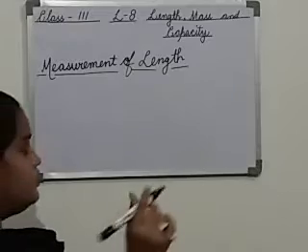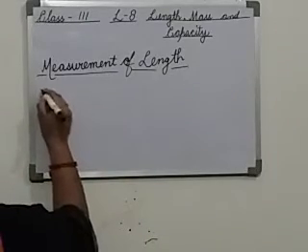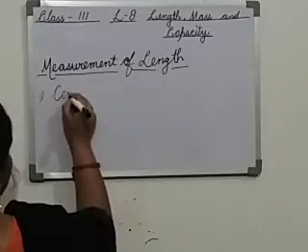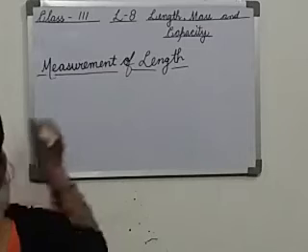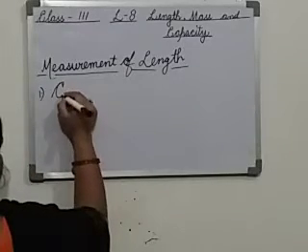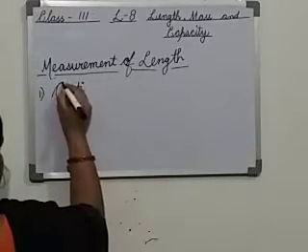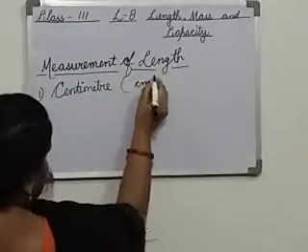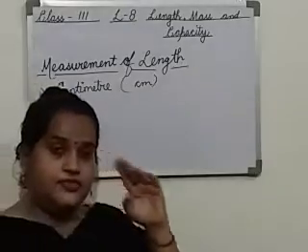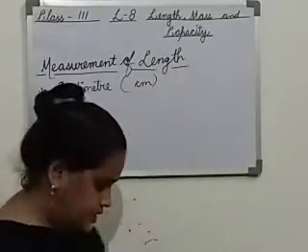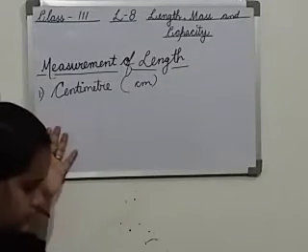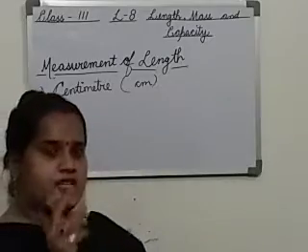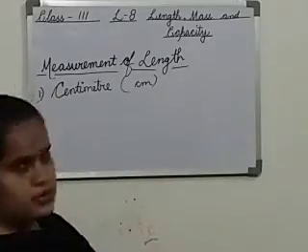Okay, the first standard unit of measuring the length is centimeter, and the short form is cm. This is the first standard unit of measuring the length. This is the unit we use for measuring smaller lengths. Suppose we want to measure the length of any smaller thing, so we use this unit.